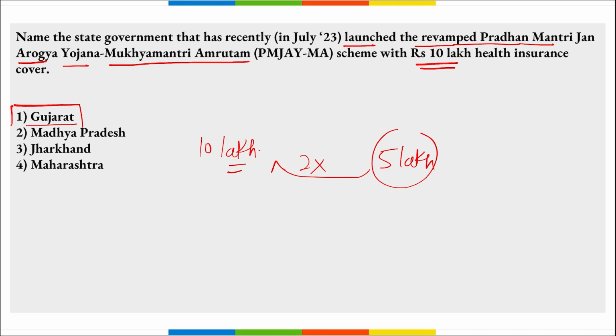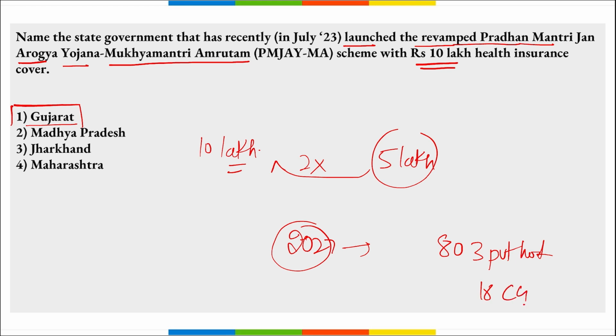Correct? Under this, remember, 2027 state run hospitals and 803 private hospitals, 18 central government facilities will be provided, and various types of treatment will also be provided to the people of the state of Gujarat.